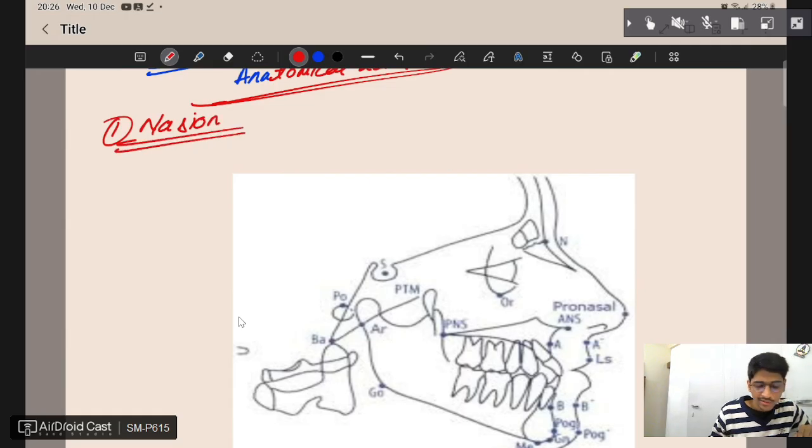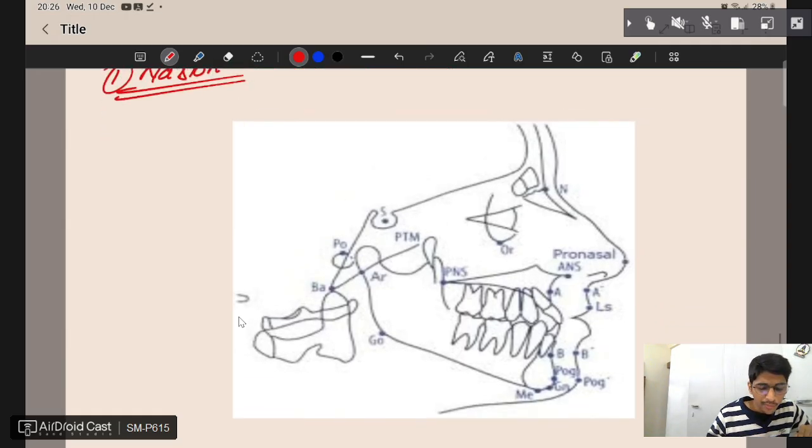Nasion. There is basically this end point, nasion. This is the junction between the frontal and the nasal bone. This is called nasion. So this is your frontal bone and this is your nasal bone. The junction between these two bones is called nasion. So this is your first point, nasion.